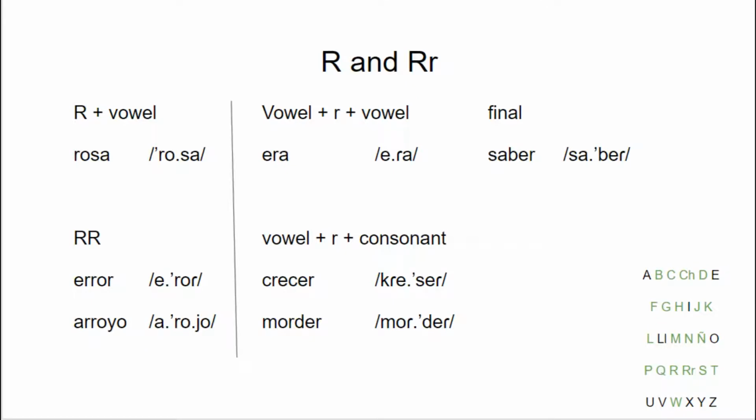R and R can be a bit tricky, so I've put them on the same slide. R is a tap, which means you only roll it once, and R is a trill, which means you roll it multiple times. As you can see, I've divided the screen into two halves. The left half is situations where you will use a trill, R. So whenever a word starts with the letter R, like rosa, it's a trill. And whenever you have two R's, it's also a trill. Error, arroyo. On the right side, we have taps. So whenever you have an R in the middle or in the end of a word, it'll be a tap. Era, crecer, morder. And finally, saber.